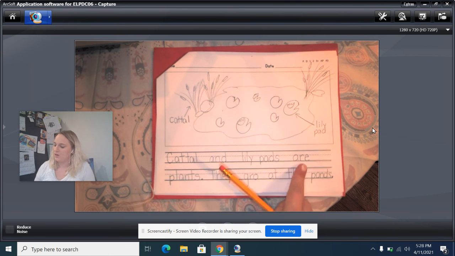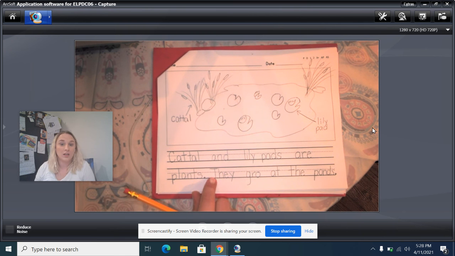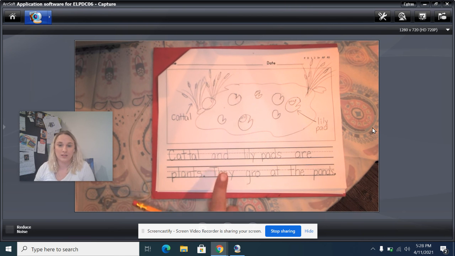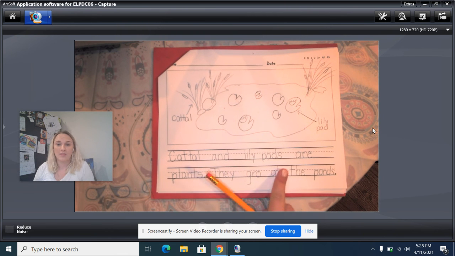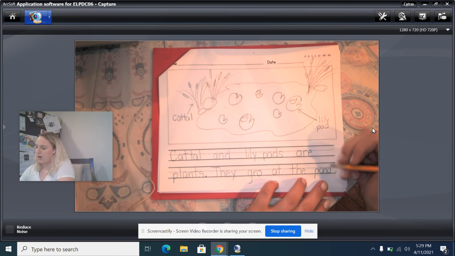Cattails and lily pads are plants. I put a period, and when I start a new sentence, I did another uppercase letter in my new sentence. They grow at the pond. Oh, I added an S. I don't need an S there. At the pond.